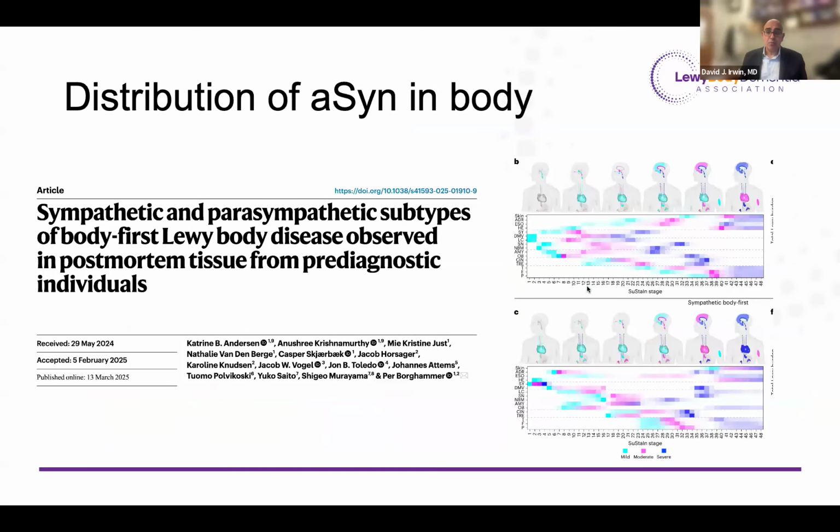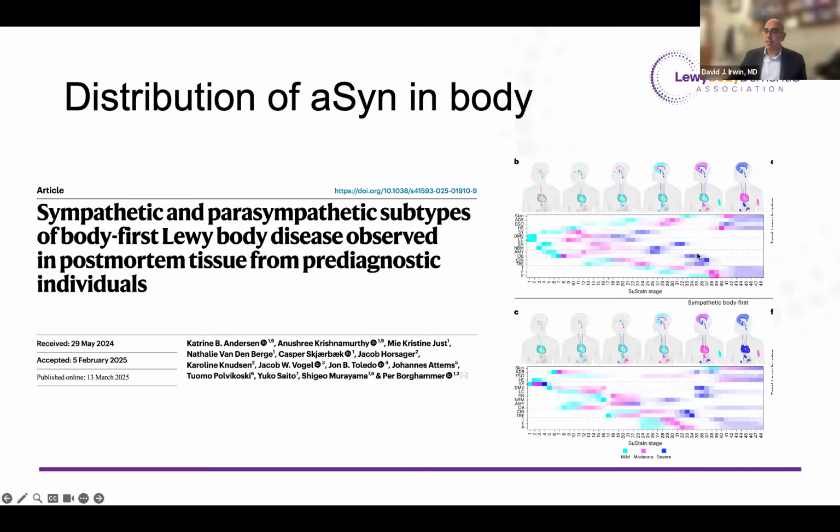And then another group using similar methods in patients who did not have overt DLB or PD, but had evidence of alpha-synuclein microscopically in the sympathetic nervous system or the parasympathetic nervous system and in the brain. And by looking at all that data with statistical modeling, as you could see here, is just showing you how they could take that data and put things into a hypothetical order.